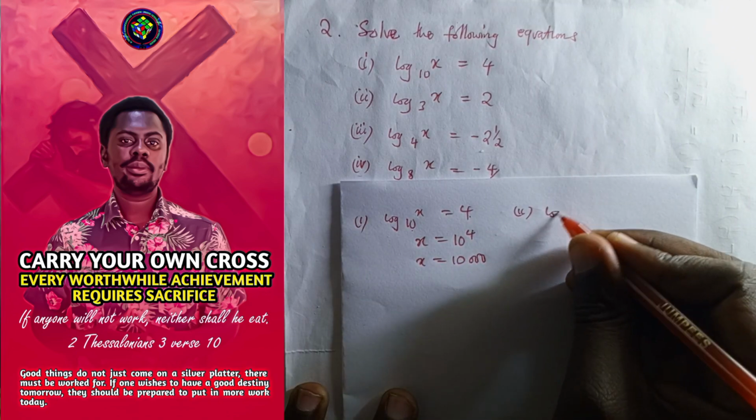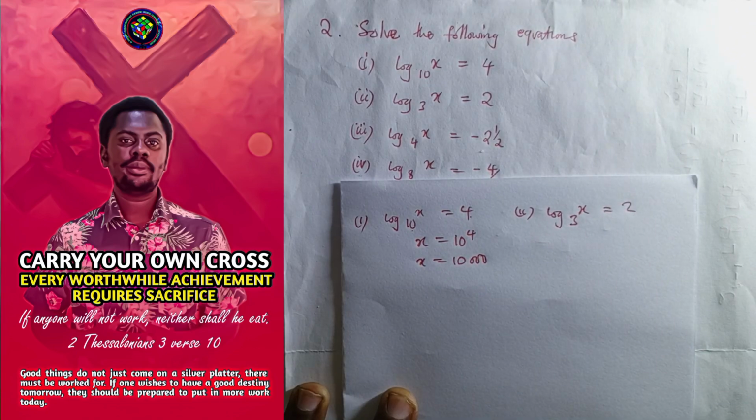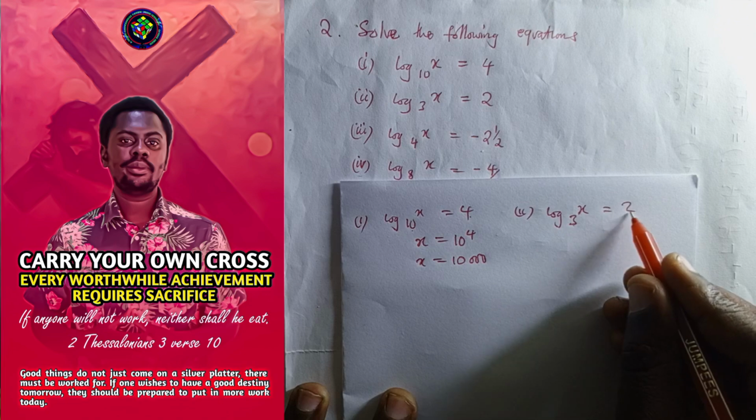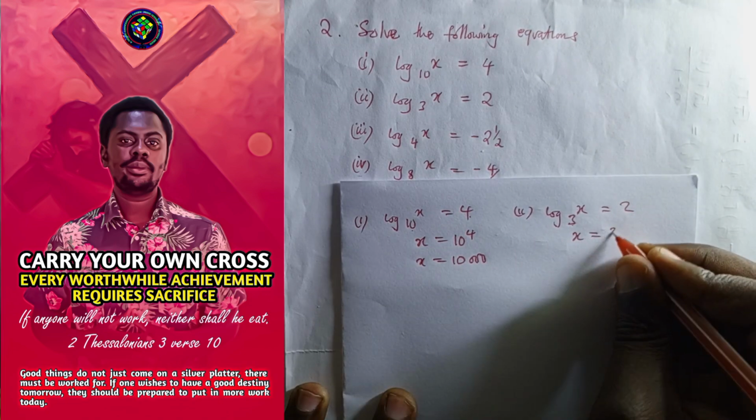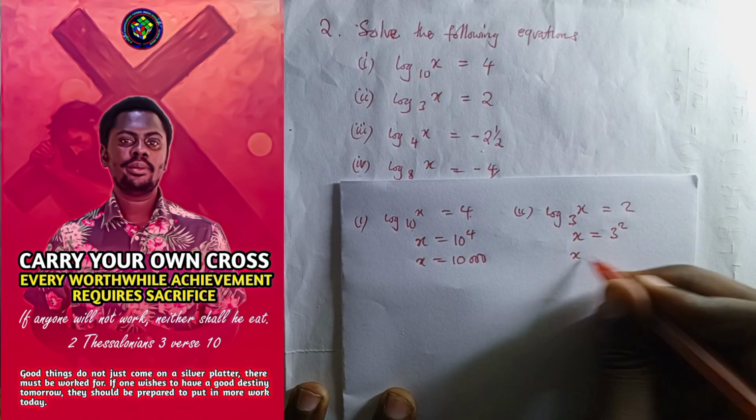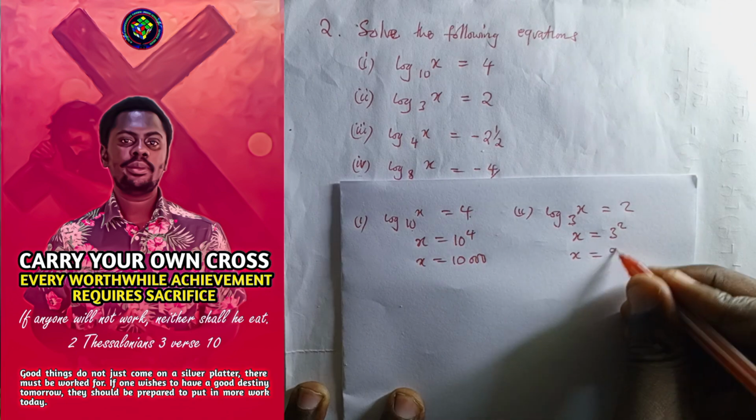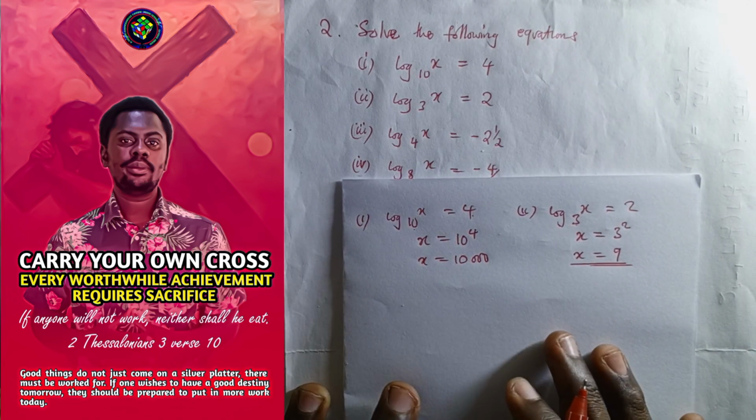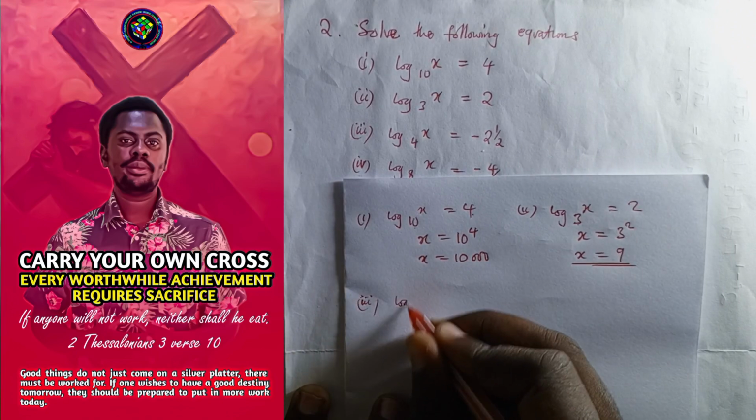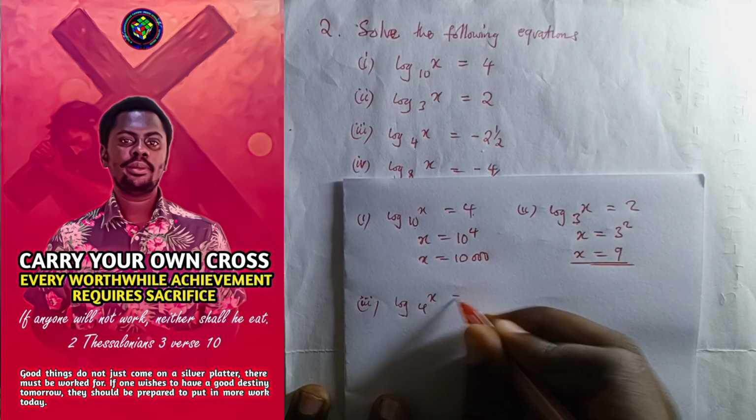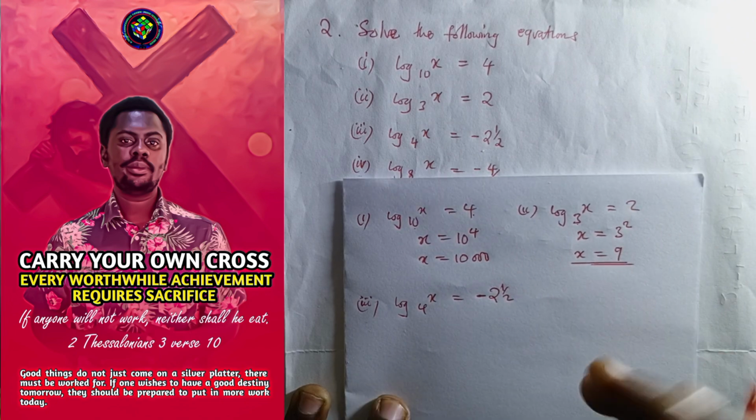Number 2, we have log of x base 3 is equal to 2. Again, this base will go there and this 2 will be the power. So we are going to have x is equal to 3 to the power 2, and 3 to the power 2 is 3 times 3. So x is equal to 9. Okay, number 3, we have log of x base 4 is equal to minus 2, 1 over 2.